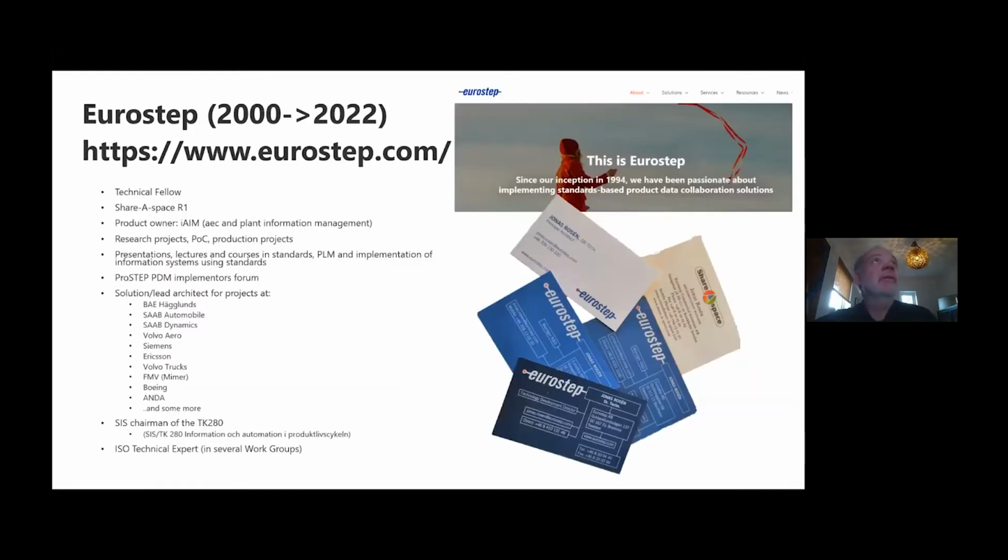However, since 2000, I work for a company called Eurostep, and for you who know some of the standards, you recognize the name STEP. Eurostep was founded in 1994, working with building up the standardization organization called STEP inside ISO, starting up that, and also developing and helping the companies to develop their information models and standards. In those days, Eurostep was a consultancy company.